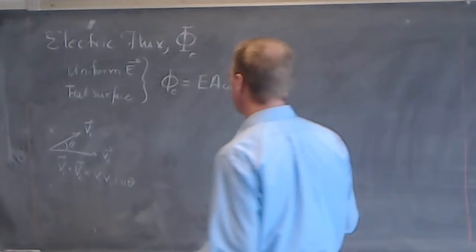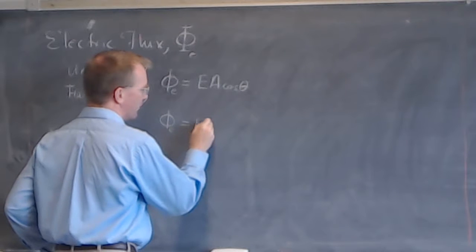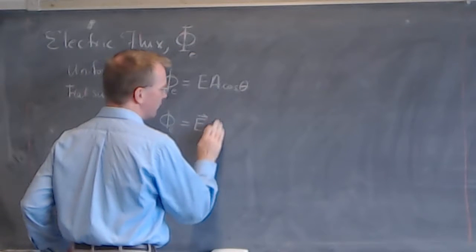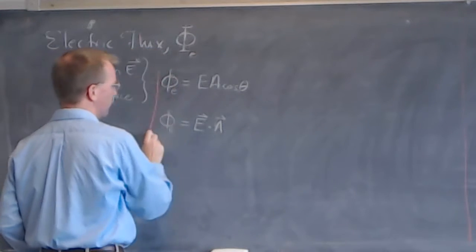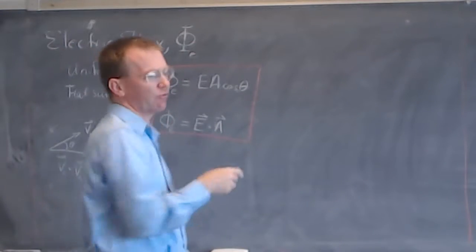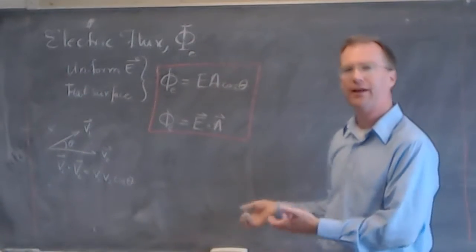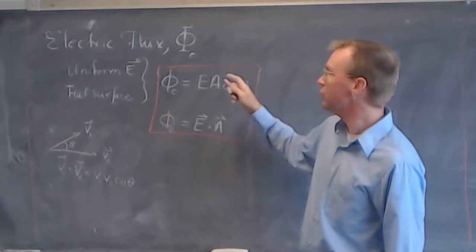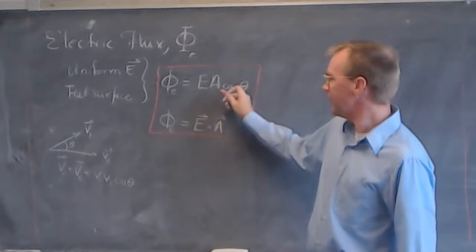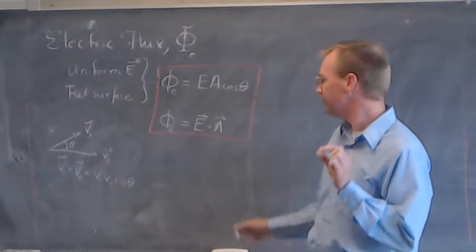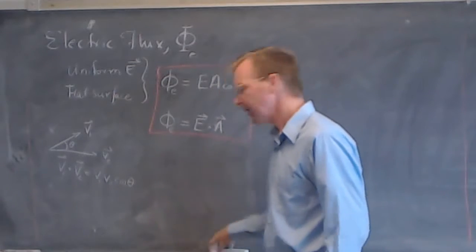So let me just rewrite this as E dot A. Both of these are identical. This lower one, though, is going to be more useful to us because it will allow us to generalize for when we don't have a uniform electric field in a flat surface. But for right now, these two equations hold just for uniform electric field in a flat surface.